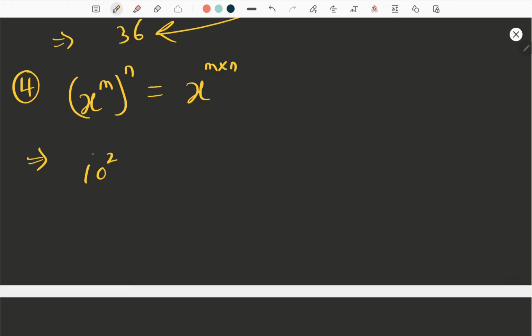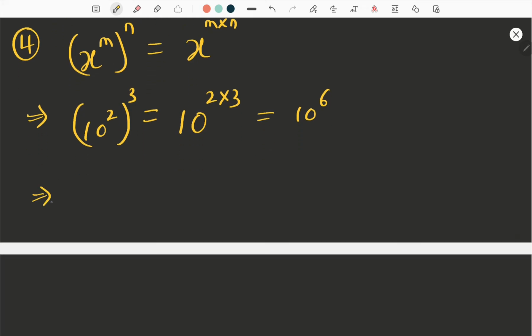10 to the power 2 all to the power 3 is there, it means please don't write it as 10 to the power 5, don't add them, you have to multiply them. 10 to the power 2 into 3, so that is like 10 to the power 6. Alright, if something is like 2 to the power minus 2, then all to the power minus 3. Okay, this is very important. 2 to the power, it becomes minus 2 into minus 3 is 6. 2 into 3 is 6 and minus into minus is plus, that's why the answer becomes 2 to the power 6.